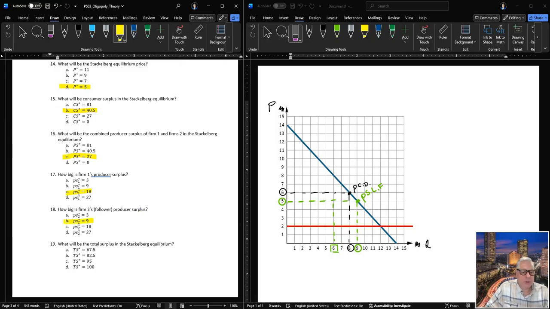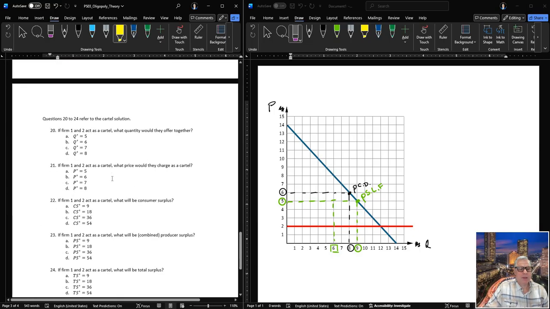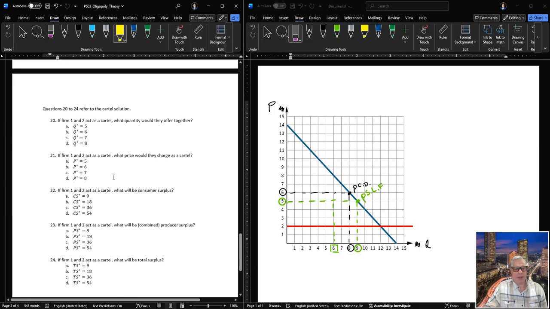What will be the total surplus in the Stackelberg equilibrium? So that's 40.5 plus 27, so that's 67.5. Okay. So now, what if they form a cartel? So the two firms form a cartel.